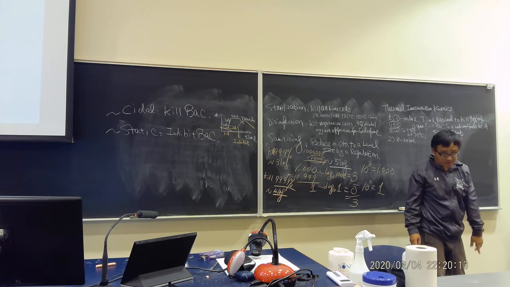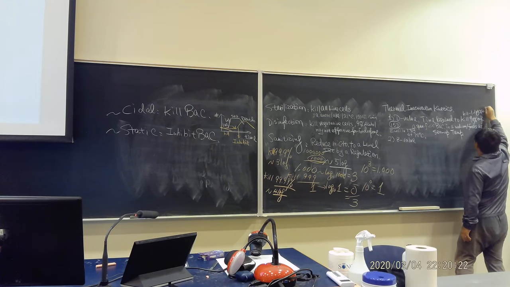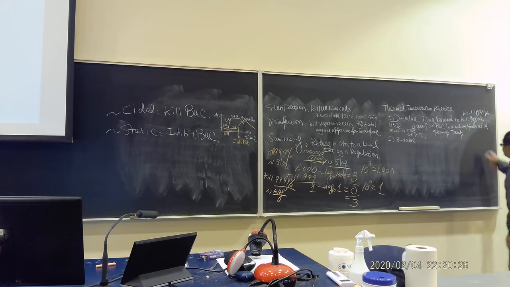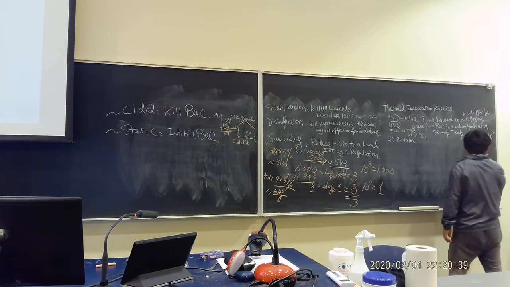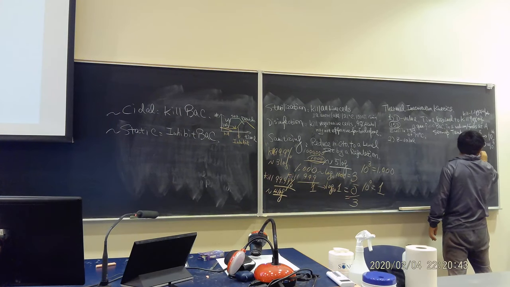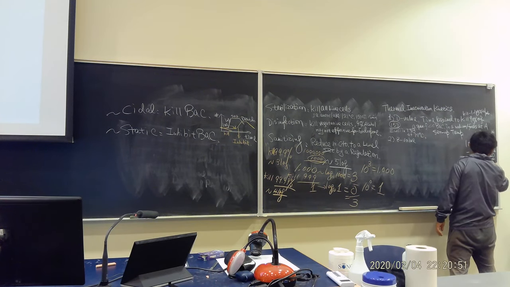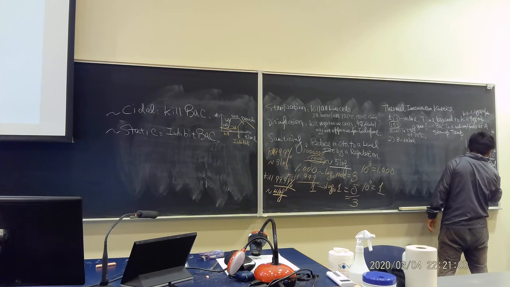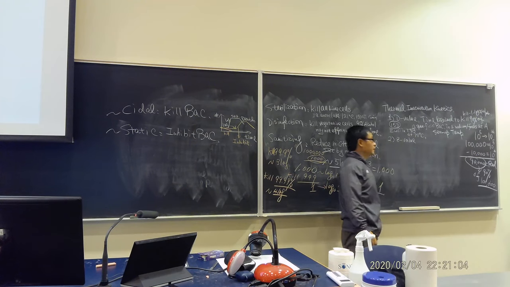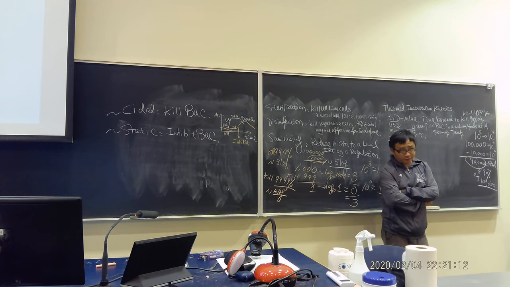Now, what does kill 90% mean? It means you kill one log CFU per ml. Which means you reduce from 10 to the 5 to 10 to the 4. That is reduced 90%. This is 10 to the 5. This is 10 to the 4. Is this 90%? Is that clear? If you don't know log, it's difficult to understand.